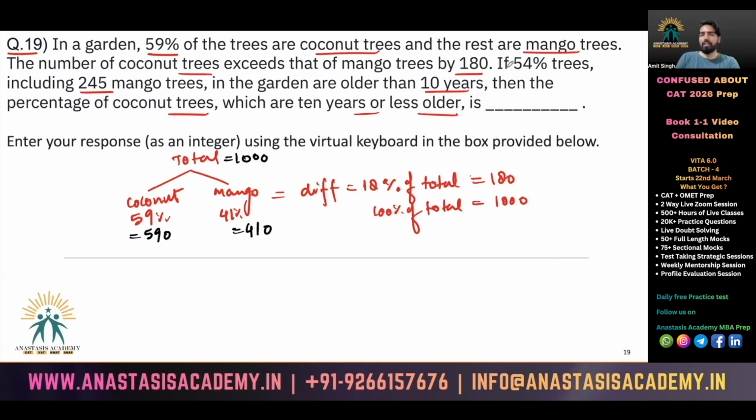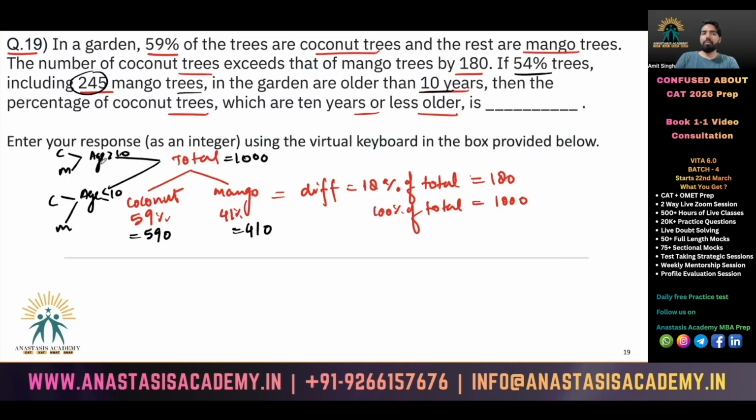Now, 54% of this total, including 245 mango trees in the garden, are older than 10 years, right? So out of these 1000, there would be two kinds of trees, that is age greater than 10 and age less than or equal to 10, right? And out of these trees, there are coconut and mango trees.